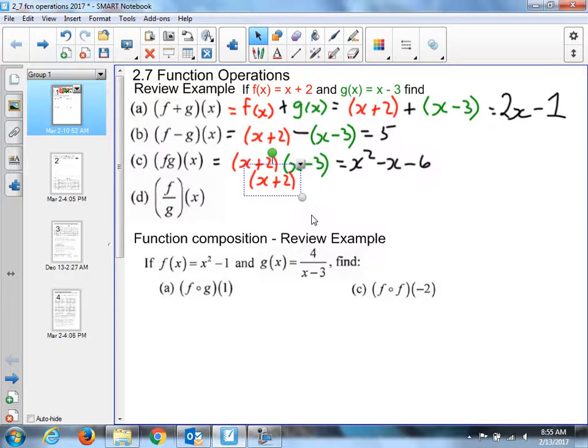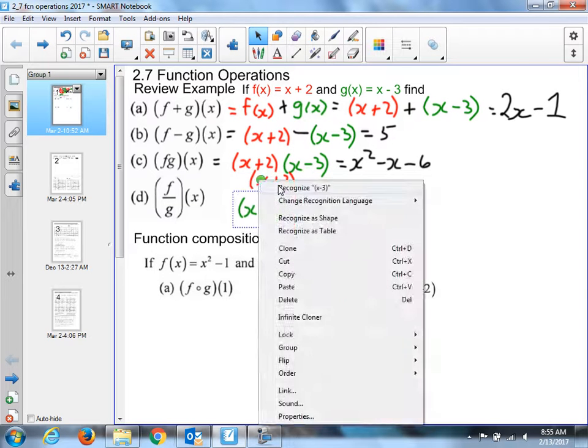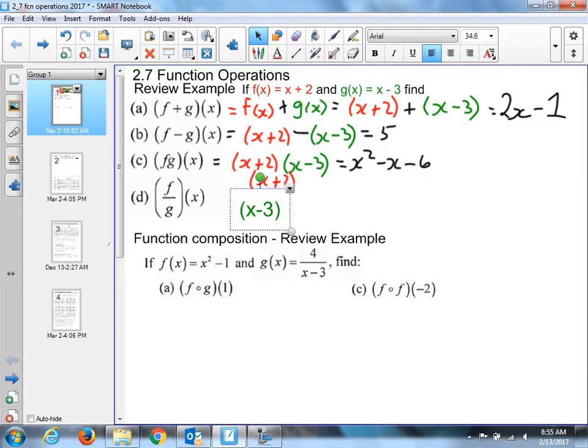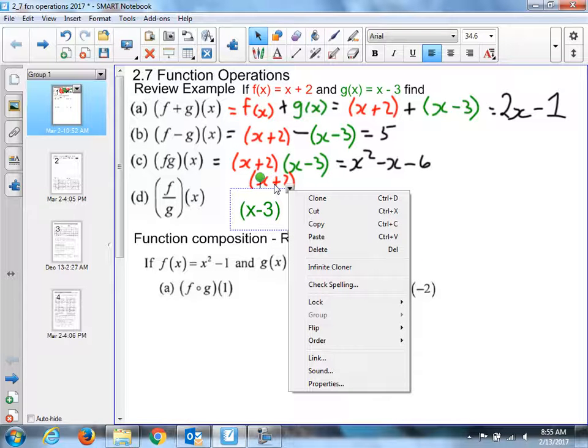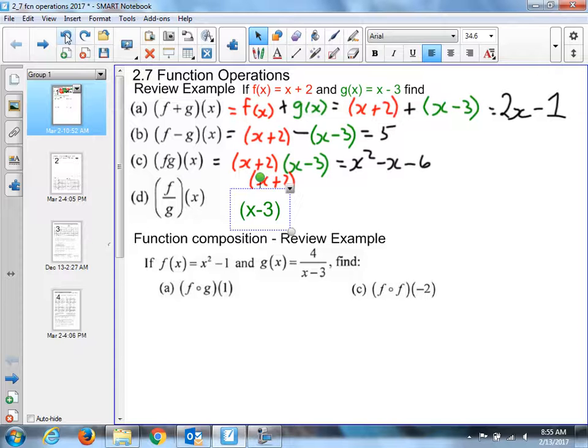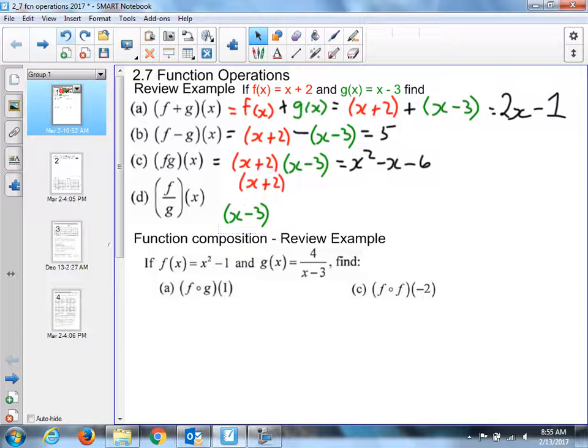Clone. A cheater, eh? I didn't even mean to do that, but whatever. I'll undo that because I don't like the typing.